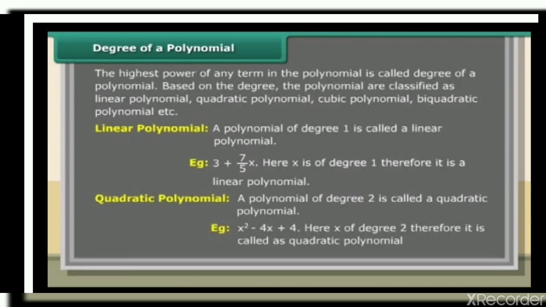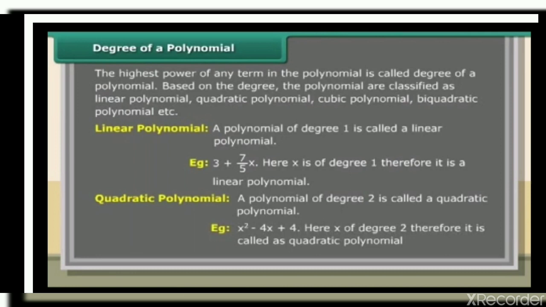The degree of a polynomial. Degree means the highest power of the variable. So the highest power of any term in the polynomial is called the degree of a polynomial. Based on the degree, the polynomials are classified as linear polynomial, quadratic polynomial, cubic polynomial, biquadratic polynomial.